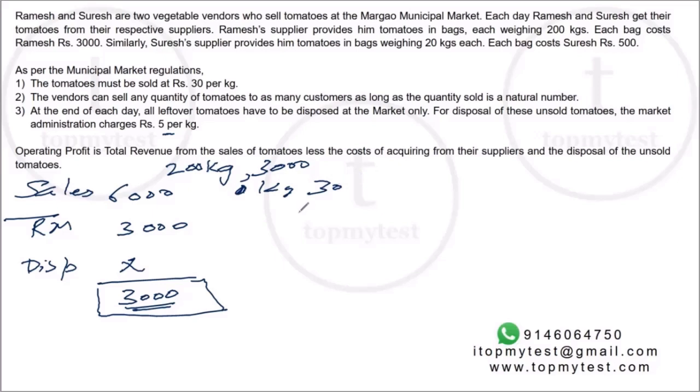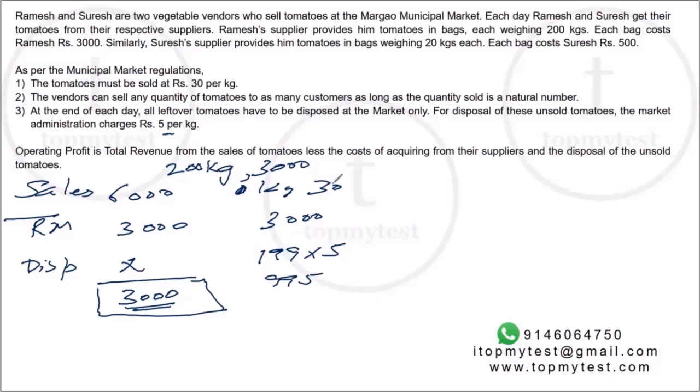His sales are going to be only 30 rupees. Right. What will be his cost? 3,000 will still remain the same. Right. What will be the disposal? He will have to spend 5 rupees per kilo for 199 kilos. Right. 200 into 5 is 1,000.